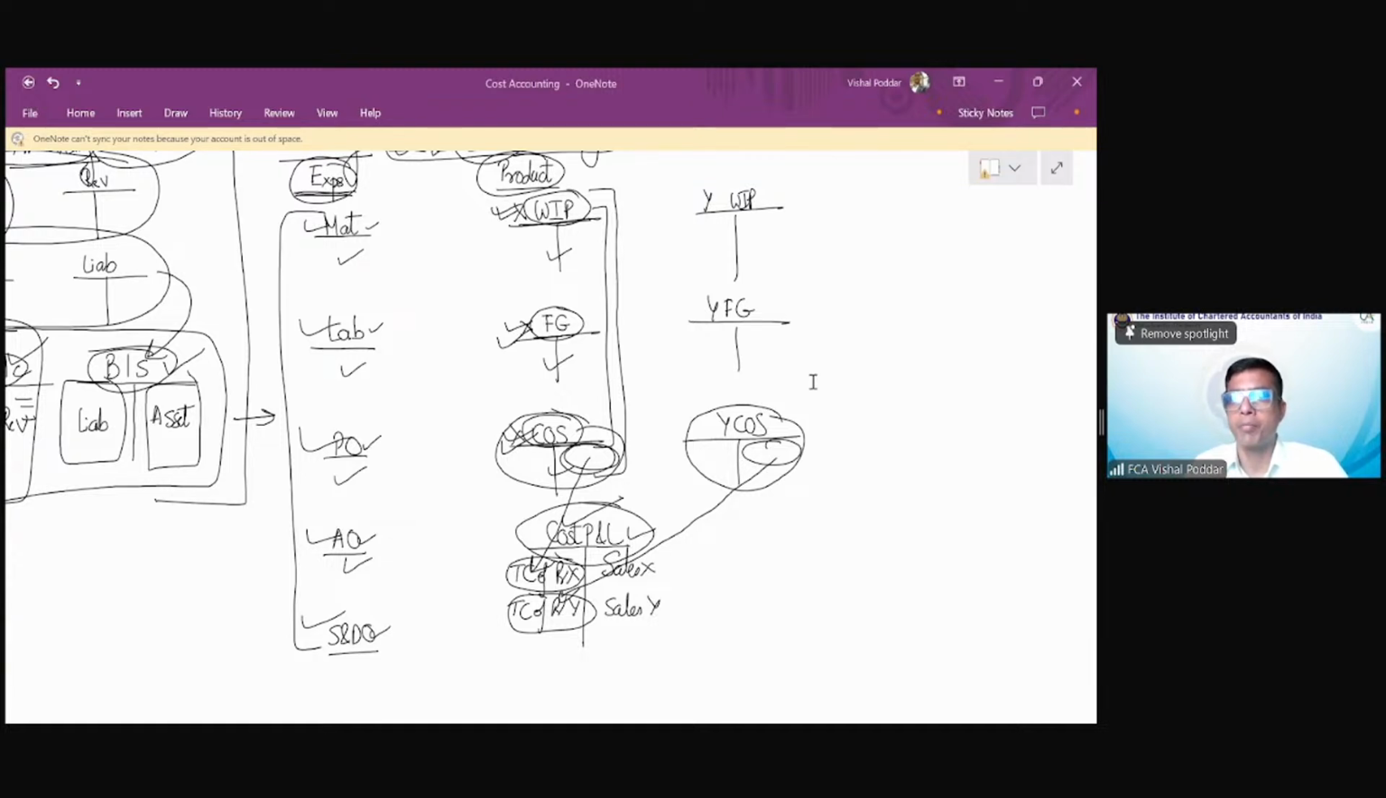What is COS? Mohammed beta, COS is cost of sales. You must have read in the cost sheet, all these terms are used in the cost sheet: prime cost, factory cost, production, cost of production. So over there only you have cost of sales. Yes, you're right. So COS full form is cost of sales. Perfect.